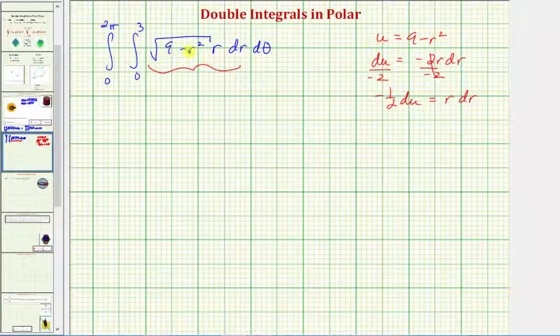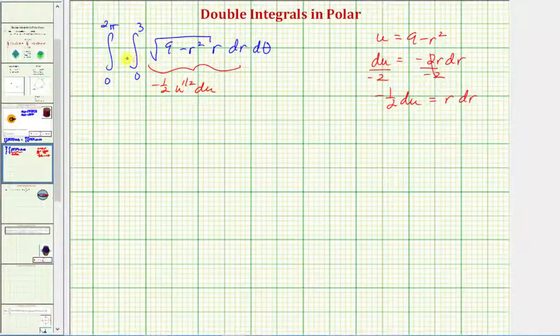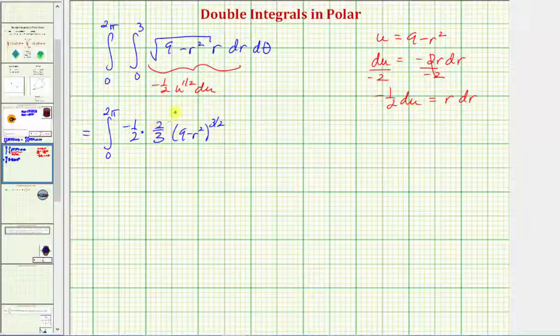Because u is equal to 9 minus r squared, this would be u to the 1/2. And then r dr is equal to negative 1/2 du. The antiderivative with respect to u would be negative 1/2 times u to the 3/2 divided by 3/2, or instead of dividing by 3/2, we can multiply by 2/3, which means the antiderivative with respect to r would be negative 1/2 times u to the 3/2, which is really 9 minus r squared to the 3/2. Then instead of dividing by 3/2, let's multiply by 2/3.